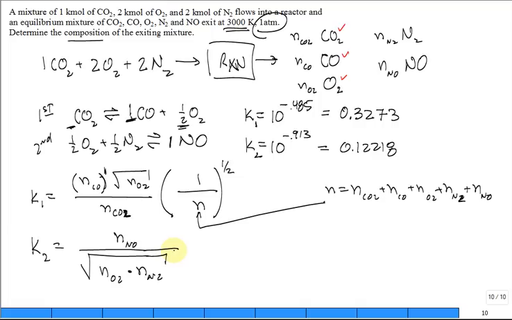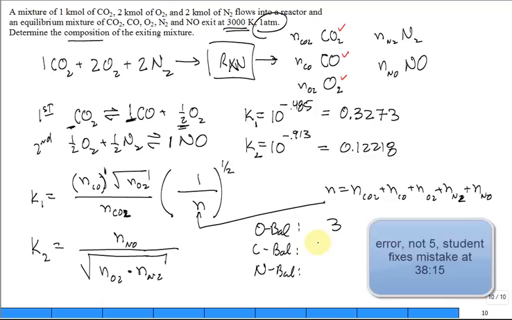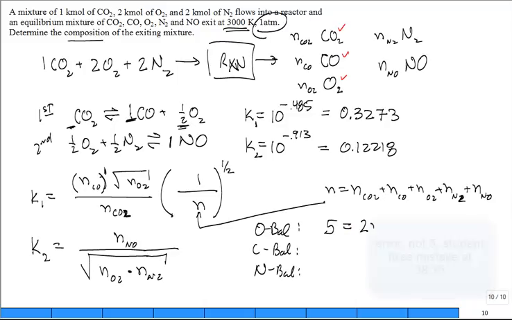And at this point, we have to get 3 more equations. One is going to be the oxygen balance equation. One is the carbon balance equation. And one is the nitrogen balance equation. For the oxygen, it's 5 coming in. And we're going to have 2 for every CO2, 1 for every CO, 2 for every O2, and 1 for every NO.